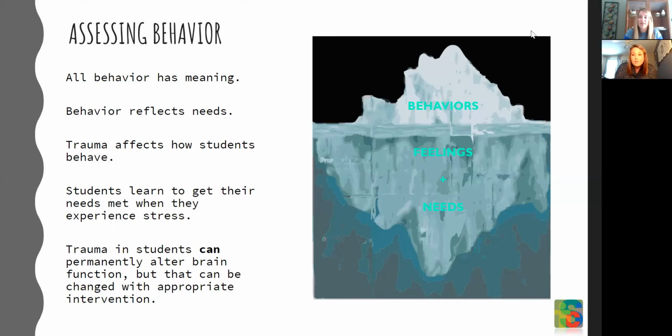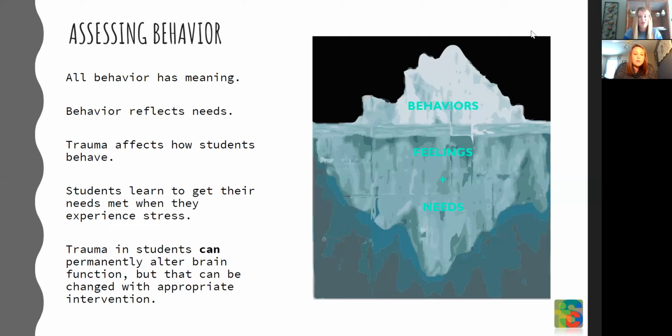And think about some of the students that you've worked with, and when you're in the situation with them, assess that behavior. What is going on? What need are they trying to get met right now? Are they trying to leave? Are they in that flight mode? Are they really aggressive and verbal? Are they in that fight mode?